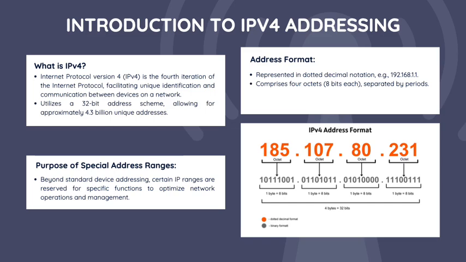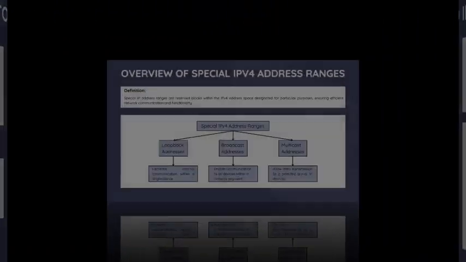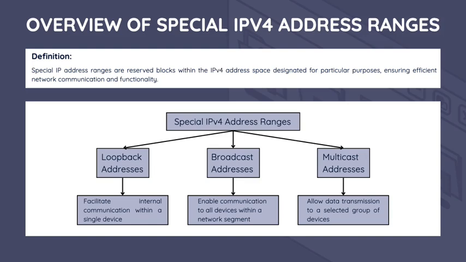Now, while most of us think of IP addresses as just identifying devices, there are actually some special address ranges reserved for specific purposes, and that's what we are going to explore today. So, what are special IPv4 address ranges? Simply put, they are specific blocks of IP addresses that are reserved for certain tasks, making network communication more efficient.